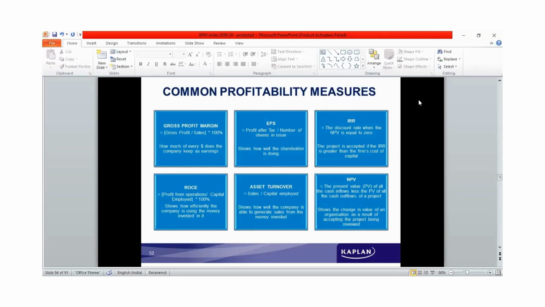Then ROCE is written on capital employed. So the formula talks about a comparison of profit with the capital which is invested, capital employed, profit and capital employed. But critically, we have to remember one thing about profit, it has various forms. Profit is the operating profit, which is EBIT. Profit is profit before tax. Profit is profit after tax.